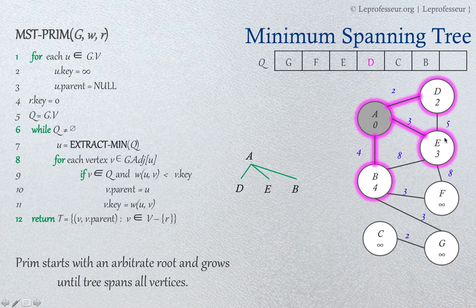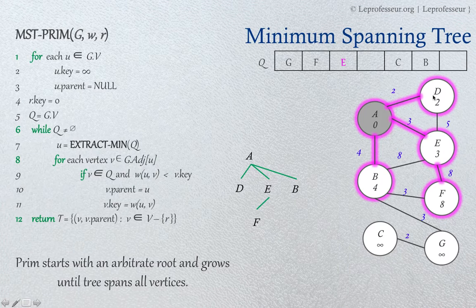Now we take another adjacent vertex, which is E. Now at E, what's going to happen? E belongs to Q, true, so one condition at line number 9 is true, but the weight between D and E is 5, which is not less than V dot key. So 5 is bigger than the key value of E, which is 3. So we again do not execute line number 10 and 11 because we do not satisfy the condition at line number 9. Okay, good.